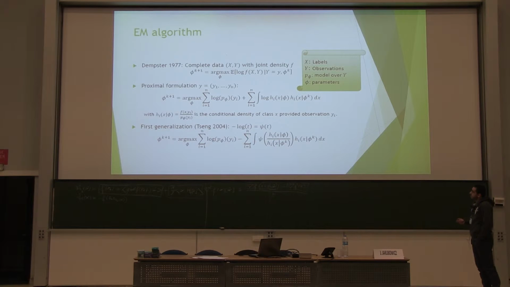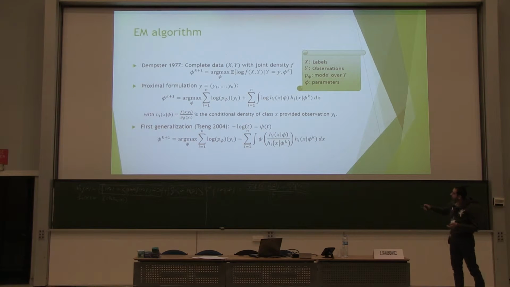What interests us is that this writing permits us to conclude that the EM algorithm tries to maximize the log likelihood, since this term can be proved to be non-negative and equal to 0 whenever phi is equal to phi k. Phi will disappear.